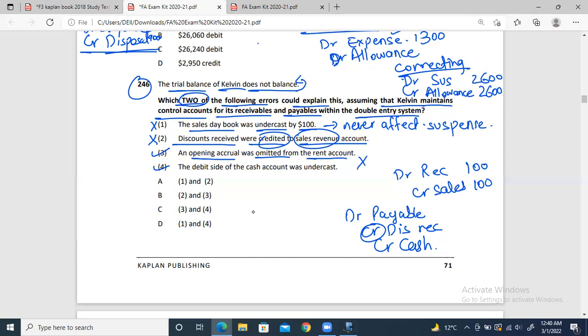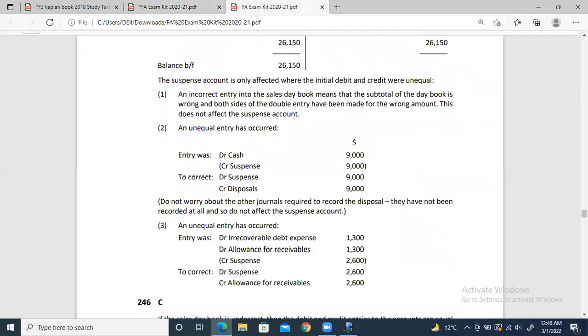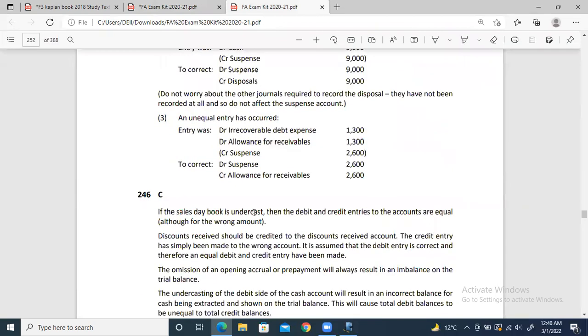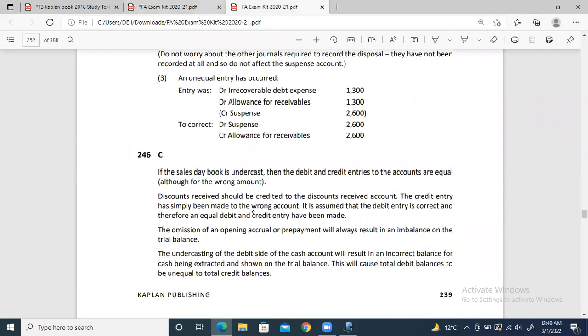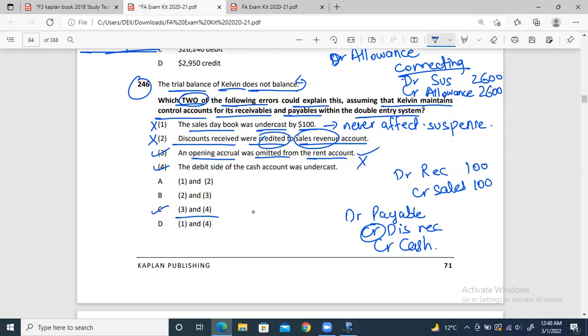Okay, that means actually these are right, but these are causing the mistakes over here, causing the trial balance to not balance. So the correct option will be option C, 3 and 4. Let's see. Yes, this is correct. C option is correct.